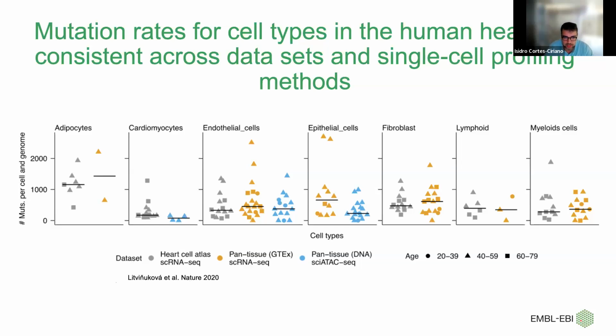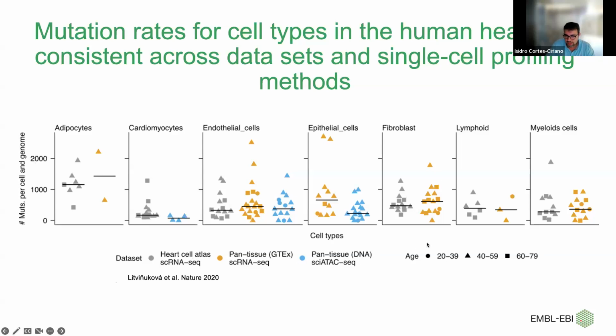where single cell RNA sequencing was performed on a large number of heart samples. The heart was also profiled in the GTEx study, as well as in the ataxic study. And here, what I'm showing you in this figure is the estimated number of mutations per cell and per genome, using the mutations detected by SComatic in the single cell RNA sequencing data from the Heart Cell Atlas study, in the GTEx study, and in the ataxic study.